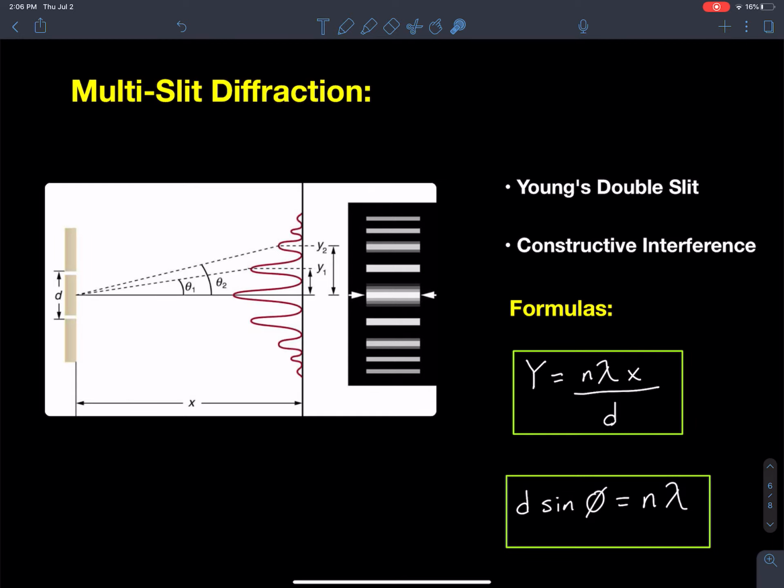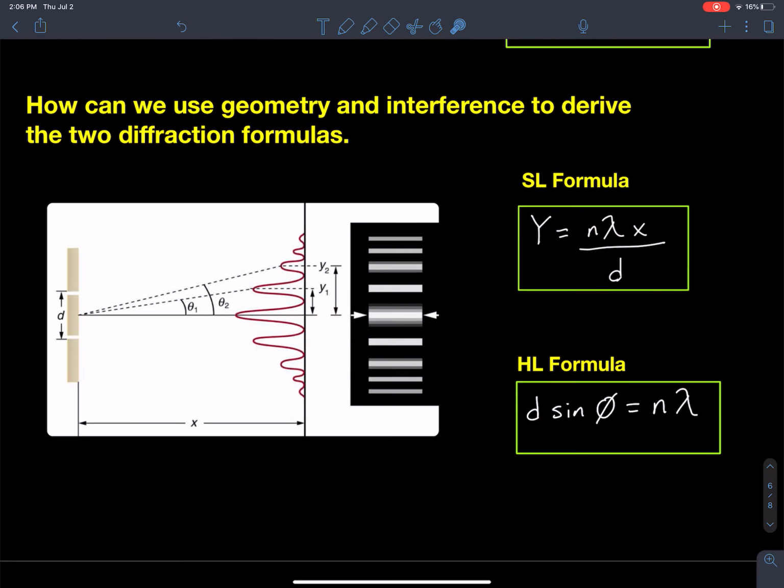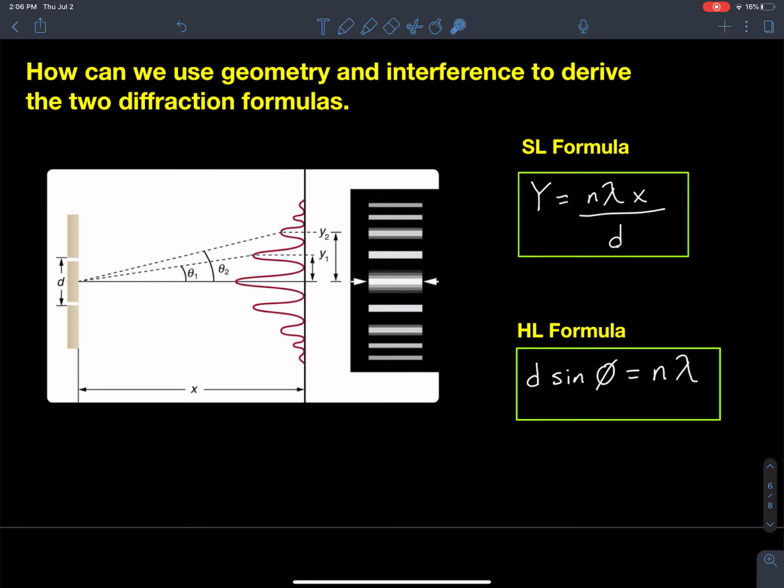So what we're going to do now is we're going to try to use geometry and interference to derive both of these formulas. How can we come up with that? And that's an important thing that you're going to have to be able to do on the IB exam. It often comes up where you have to show using a drawing or a geometry diagram how to derive these formulas. How can we make these formulas to explain the pattern that we see here?